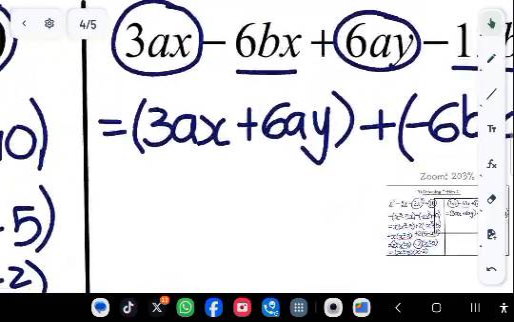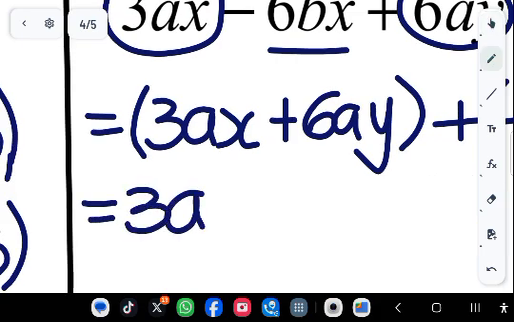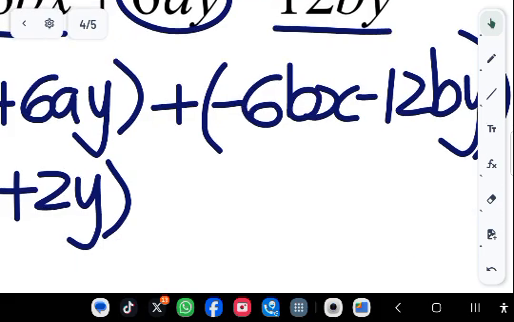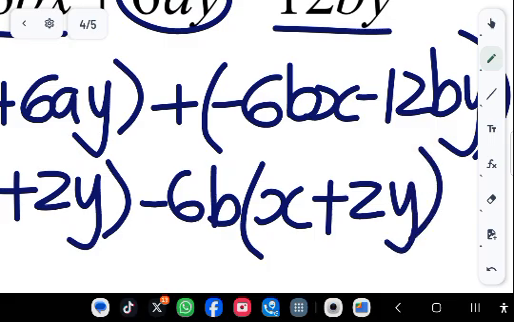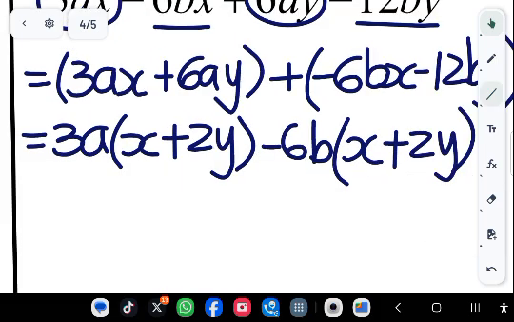Let's take out a common factor here. The common factor of the numbers is 3, and then a. That leaves us with x plus 2y. Here the common factor is negative 6, so we take it out. Negative 6b, that leaves us with x plus 2y. Notice how easy it has been. So now we take out the common factor. The common factor is x plus 2y.